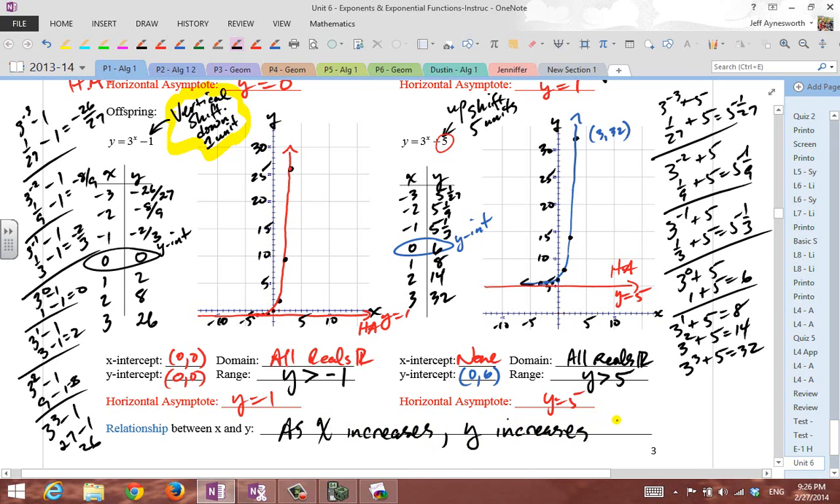Exponentially. All right? It really goes up. X goes up, y really goes up. I mean, it really takes off fast. Okay? There's your homework on the first one there.